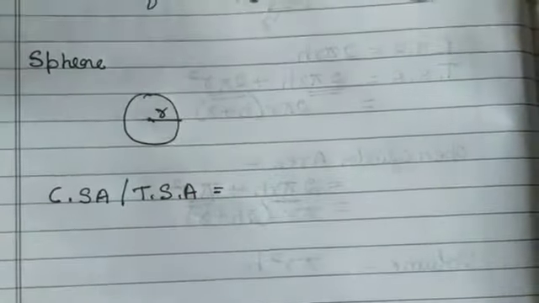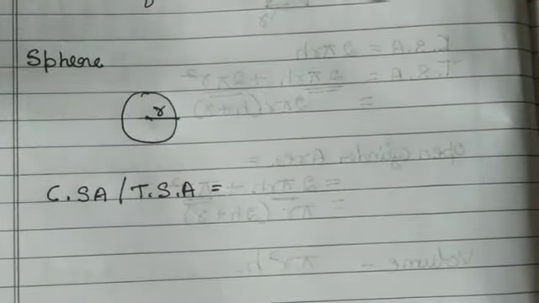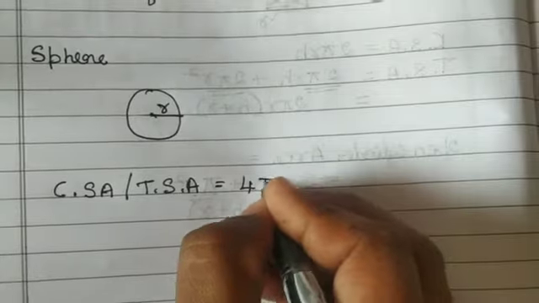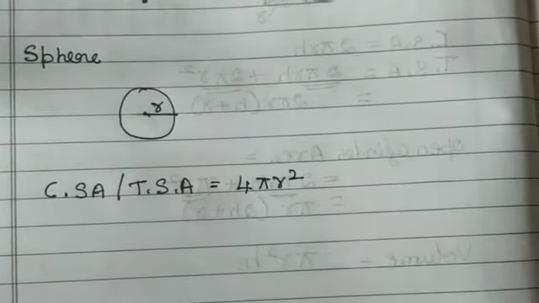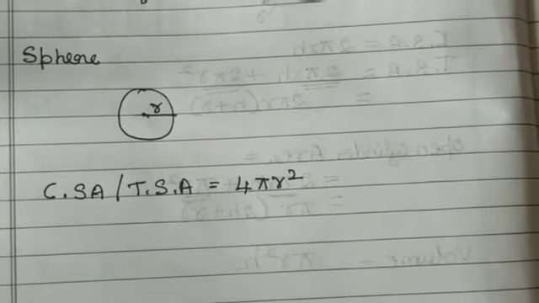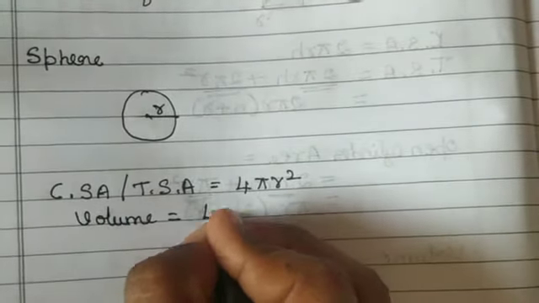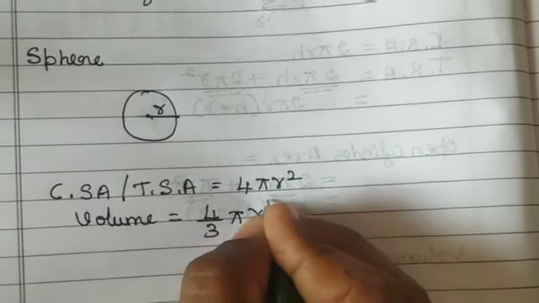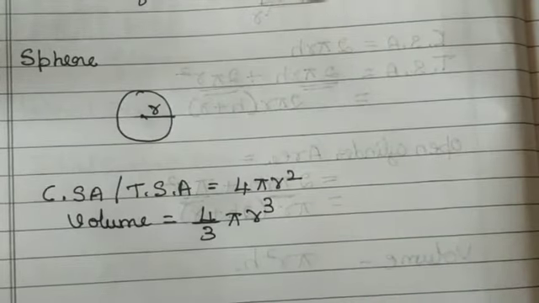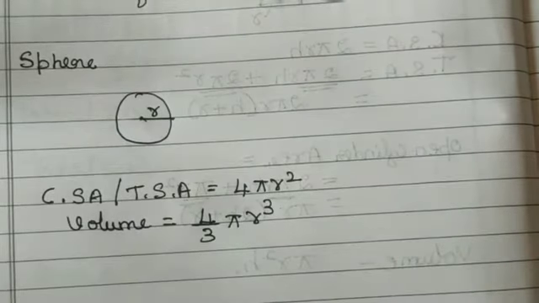Why? Here we are going to get only one surface, which you can call a curved surface or a total surface. To find that, the formula is 4 pi R square. To find the total surface or curved surface of the sphere, the formula is 4 pi R square. And the volume of the sphere is 4 by 3 pi R cube. So there is only one surface area formula for the sphere, and the volume is 4 by 3 pi R cube.